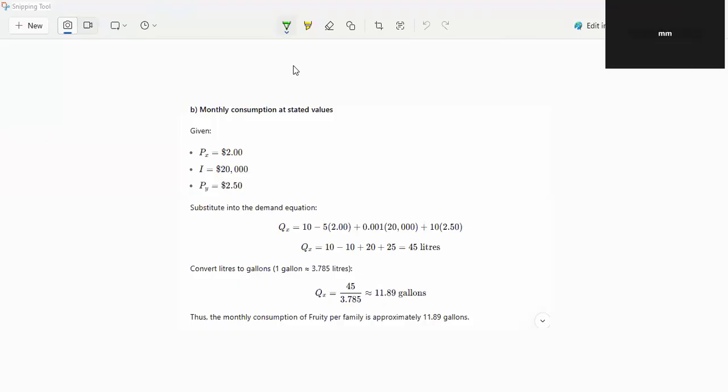So when we substitute that, we're going to calculate our Q: 2.0 here, 20,000 here, 2.5 here. When you substitute that, we're going to get 45 liters. But they're asking it in gallons. We know that 1 gallon is 3.785 liters. So just divide this 45 by 3.785 liters. That is 11.89 gallons. So this is our quantity of 45 liters, if you may like.